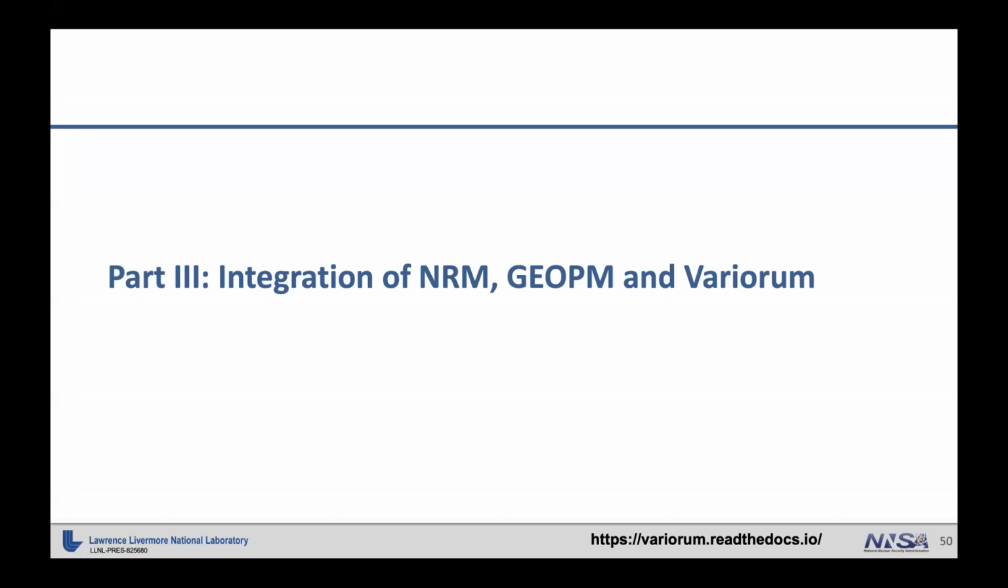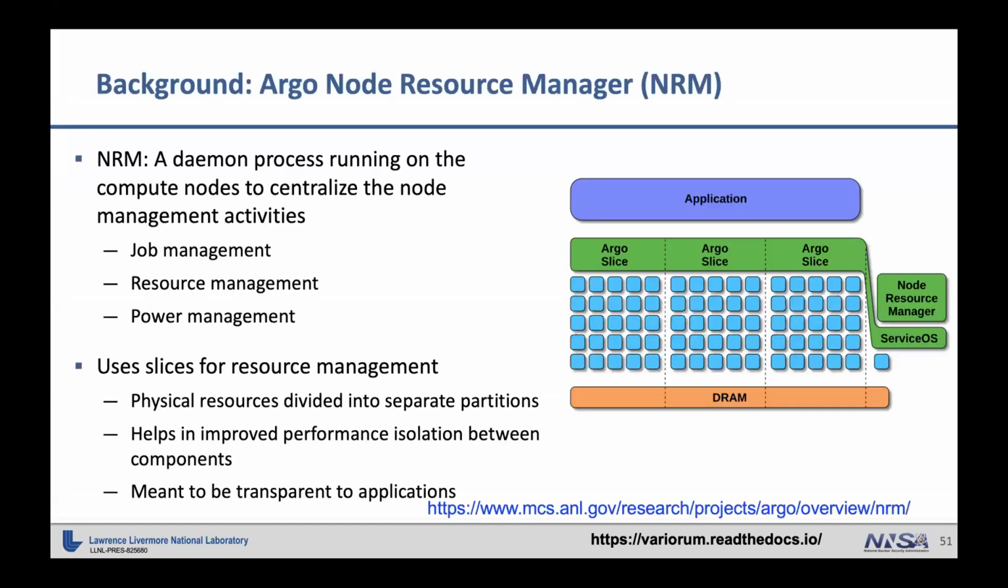Okay, so the third part of this tutorial is about integrating NRM, which I'll talk about, GOPM and Variorum. So here's the background on NRM. It's a runtime system implementation from the Argonne National Lab team. Essentially, NRM is a daemon process running on the compute nodes to centralize the node management activities. These include job management, resource management, power management.